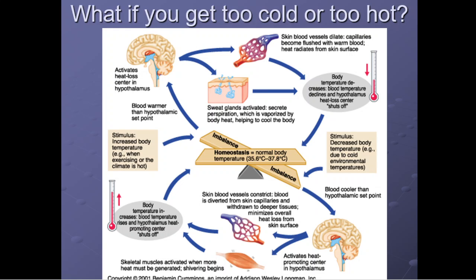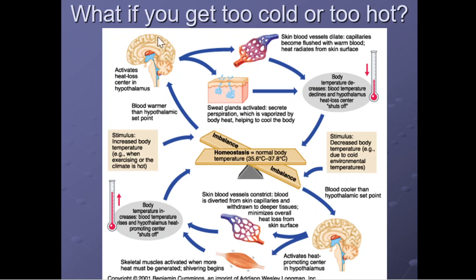So what if you get too cold or too hot? Well, you start to sweat, right? So if we have here, so we have an imbalance, right? Homeostasis is imbalance. We're way too hot. So then we go this arrow, blood warmer than we would like.